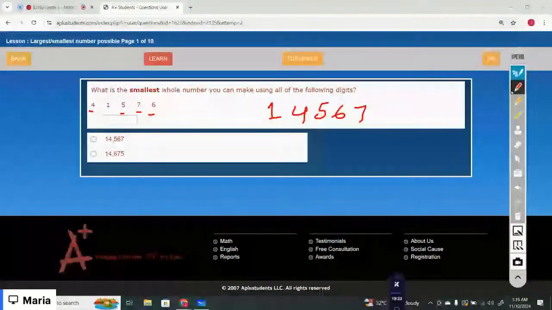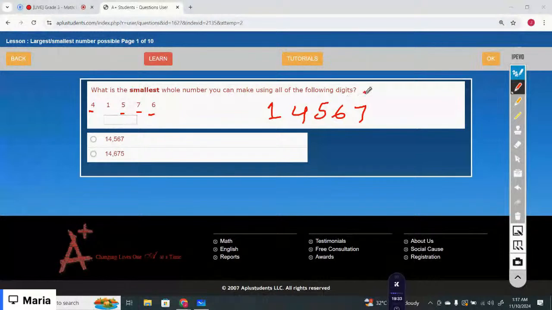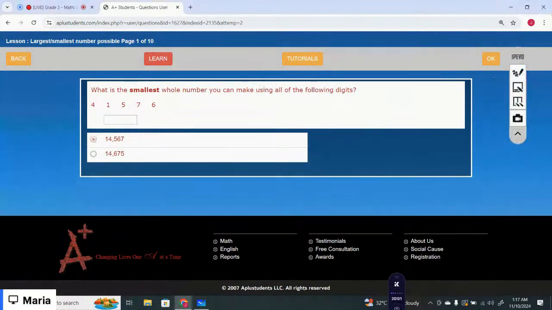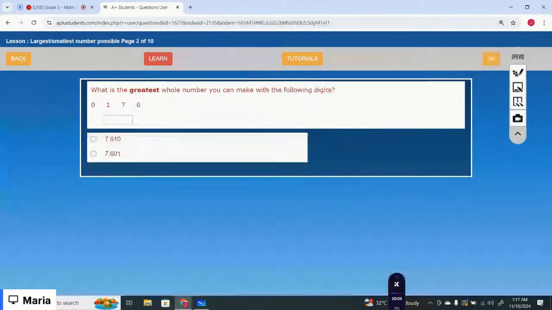How option number 2? The greatest number would be the one that is at the smallest place value. So 1 is the smallest place value. 7 is at the ones, tens, hundreds, thousands, ten thousands. Very good. Option number 1 is the correct option.